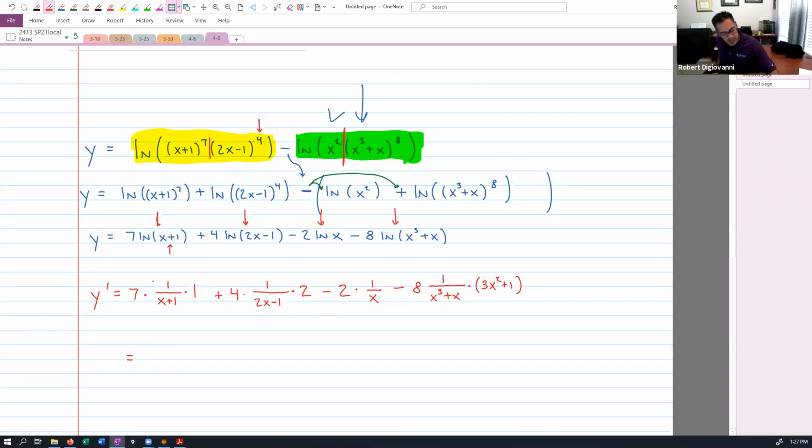Okay, so I'm going to clean this up. I'm going to put this 7 up top here. So 7 over x plus 1. Let's see, I put the 4, then 2 up here, it becomes an 8. So plus 8 over 2x minus 1. On this next one, I'll just put a 2 up there and keep it negative out front. This one, I'll pop the 8 up here and I'll pop this up here. So it'll be minus 8 times (3x squared plus 1) over (x cubed plus x). That's y prime.